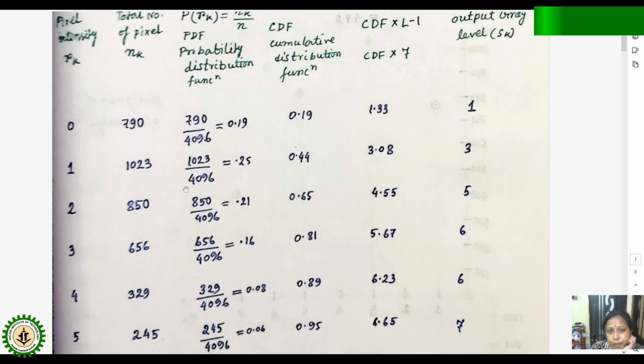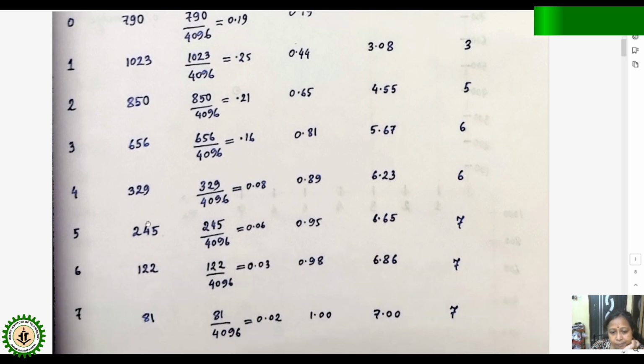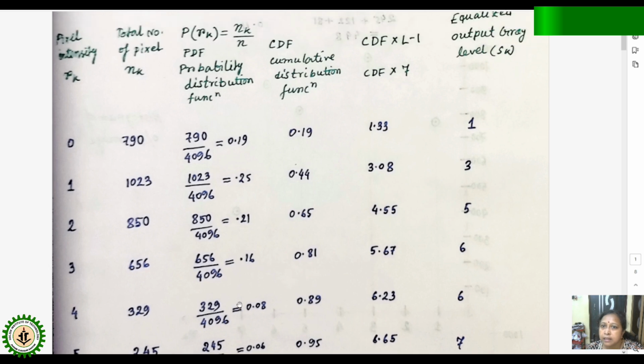In this way we have to calculate the probability distribution function for pixel intensity 1, 1023 divided by 4096. For pixel intensity 2, the probability distribution function is 850 divided by 4096, which is equal to 0.21. And similarly for pixel intensity 7, the probability distribution function is 81 divided by 4096, equal to 0.02. Next we will calculate the cumulative distribution function.